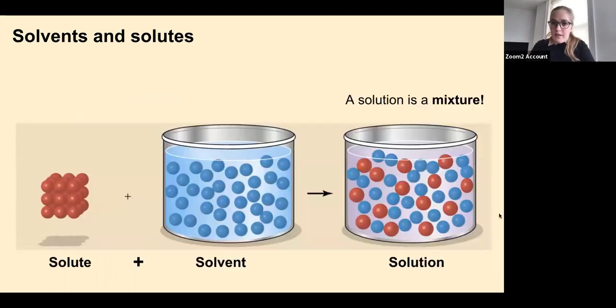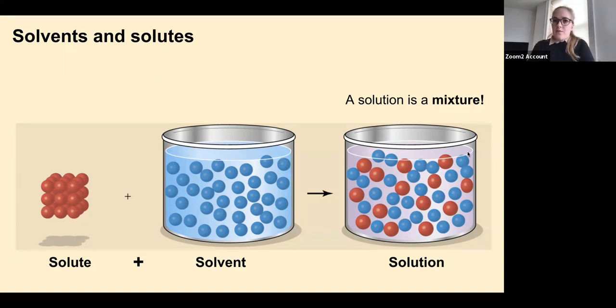So here is a diagram that shows us that a solution is actually a mixture. So in this diagram, you've got some kind of a solid solute that's being dissolved in a liquid. And you can see that the end product is a solution where the solute particles are surrounded by the solvent particles. And it's a mixture because you can see that even though the solute is now evenly spread throughout the solvent, they're not actually chemically joined together. They're still chemically separate. They're just sort of evenly distributed in the solution. So a solution is a mixture.